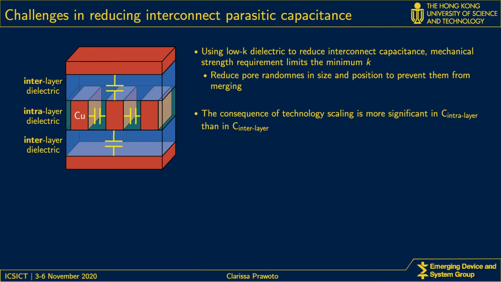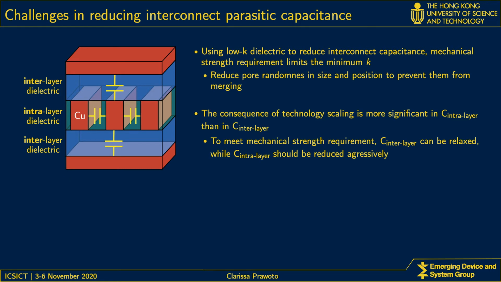On the other hand, we have also discussed the significance of intralayer capacitance relative to the interlayer capacitance. This means, to meet mechanical strength requirements, K in the interlayer can be relaxed, while capacitance reduction should be focused on the intralayer. So, an asymmetric dielectric with higher interlayer capacitance compared to the intralayer capacitance can be used.